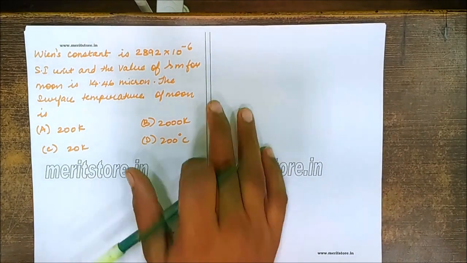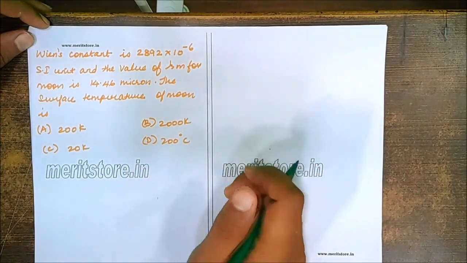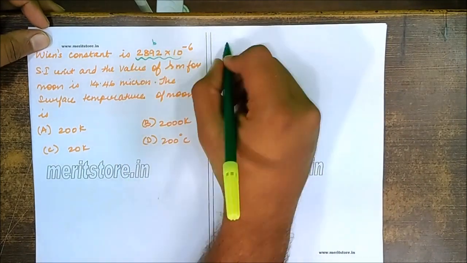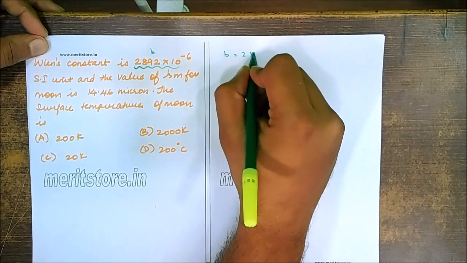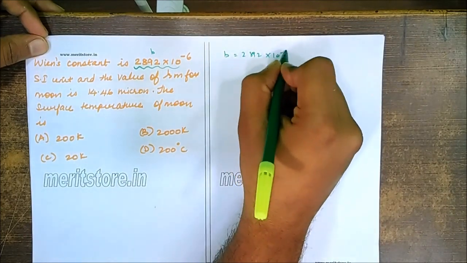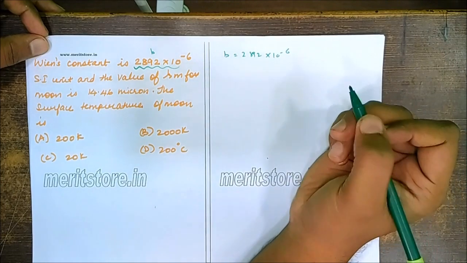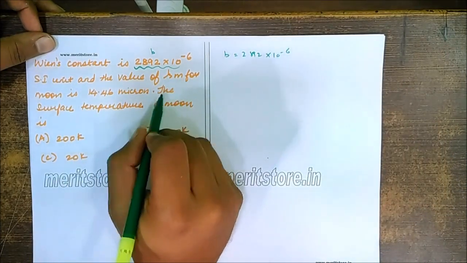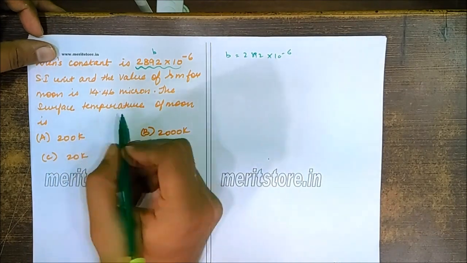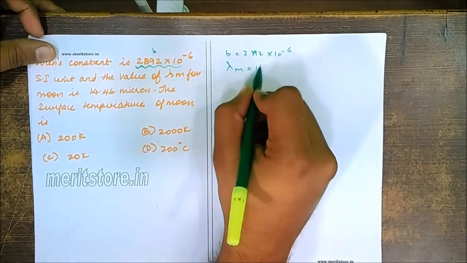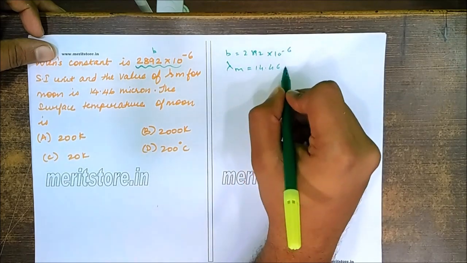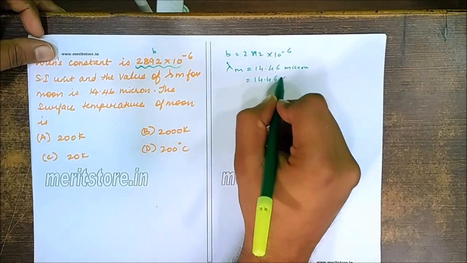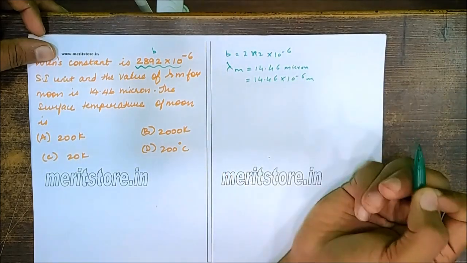So Wien's constant is 2892 into 10 raised to minus 6. Wien's constant, that is small b, is 2892 into 10 raised to minus 6. And the value of lambda m for the moon is 14.46 microns, that is 14.46 into 10 raised to minus 6 meters.